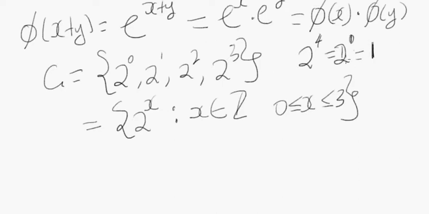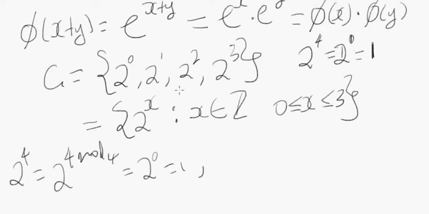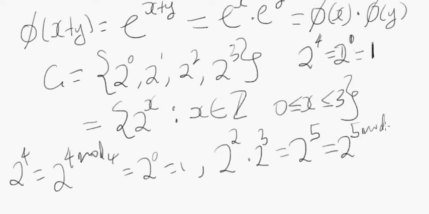Sorry. So 2 to the 4 will equal 2 to the, what's 4 mod 4? That's just 0. So that gives us 2 to the 0, which is 1. And that's the same with other values. For example, what's 2 squared times 2 cubed? That will be 2 to the 2 plus 3, which is 5. And mod 4, that will be 2 to the 5 mod 4, because 5 is not one of these powers. We want to figure out what power it's equivalent to. And 2 to the 5 mod 4 would just give us 2 to the 1. So 2 to the 5 is the same as 2 to the 1.